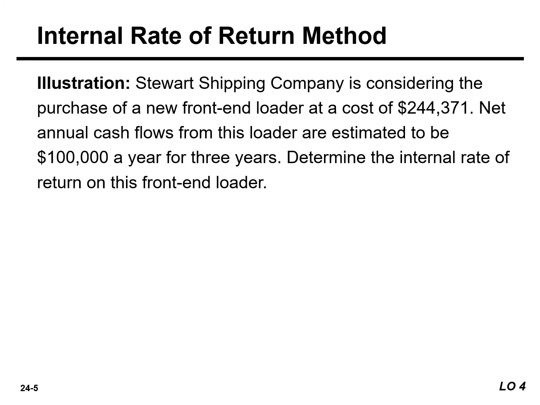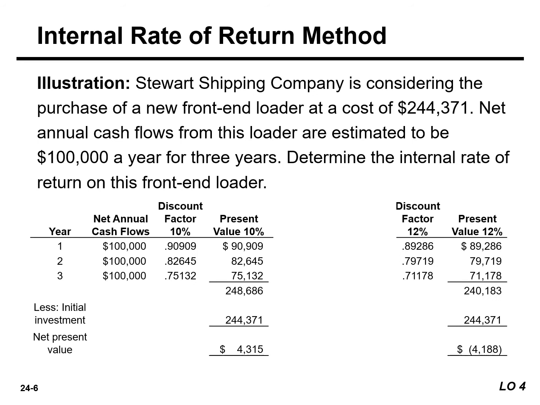Let's assume that Stewart Shipping Company is considering the purchase of a new front-end loader at a cost of $244,371. Net annual cash flows from this loader are estimated to be $100,000 a year for the next 3 years. To determine the internal rate of return, the company needs to find the discount rate that results in a net present value of 0.